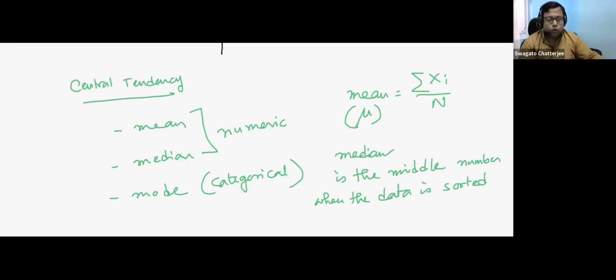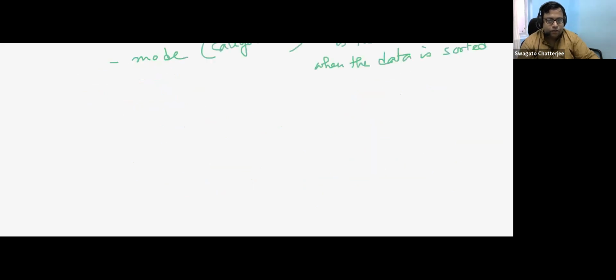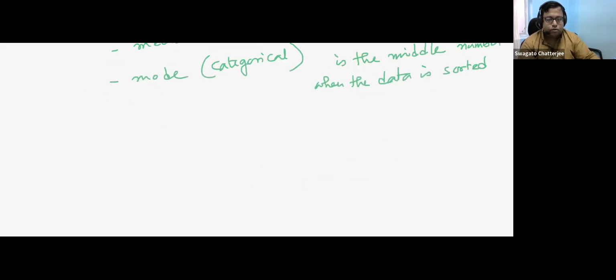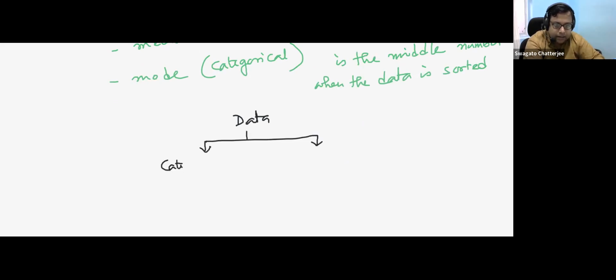Now we use categorical data and numeric data. So to understand a little bit better, we have to know what is categorical data and what is numeric data. So before I jump in to discuss mean and median, I will quickly give an idea about what is categorical data and what is numeric data. So data is of broadly two types: categorical and continuous.